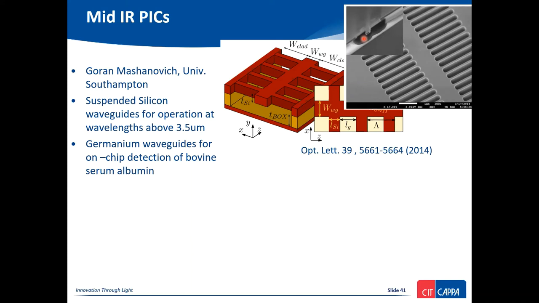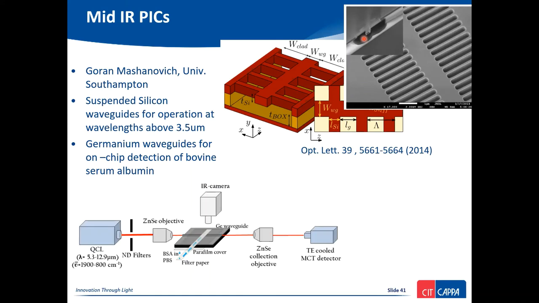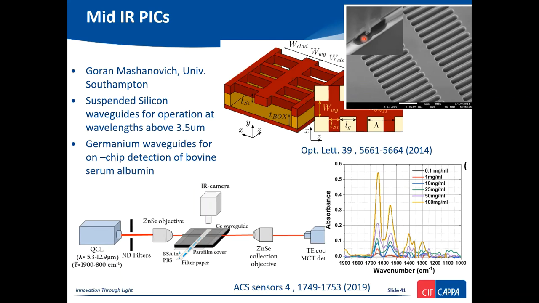And then for longer wavelengths, they're employing germanium, which we can see here, and that's one of their recent results where they detect albumin using waveguide based absorption spectroscopy, in which they couple light into the waveguide past the substance of interest on top of the waveguide. And again, it's a very attractive way of realizing compact, moderately inexpensive means, at least the silicon chip itself is inexpensive, for mid-infrared spectroscopy.